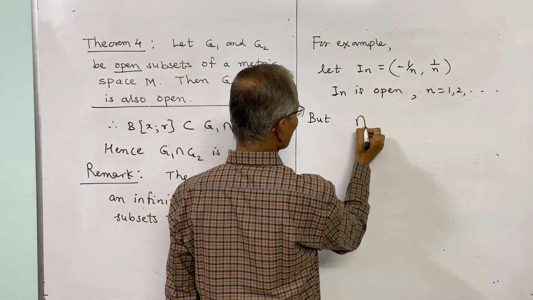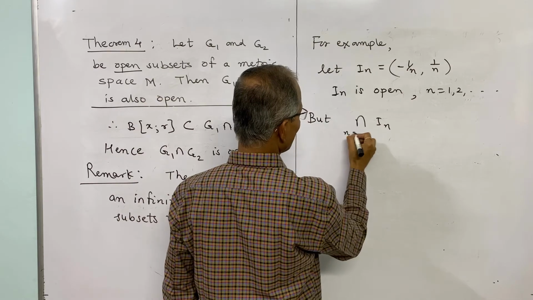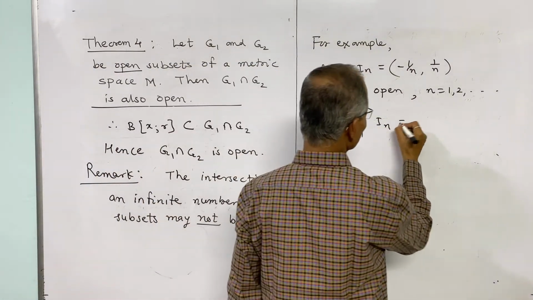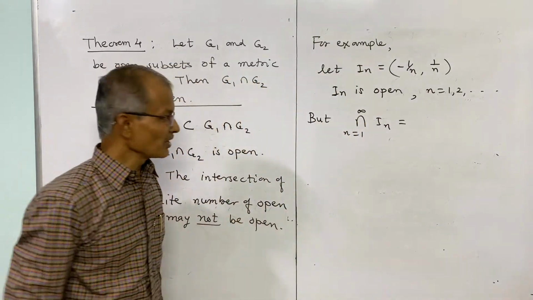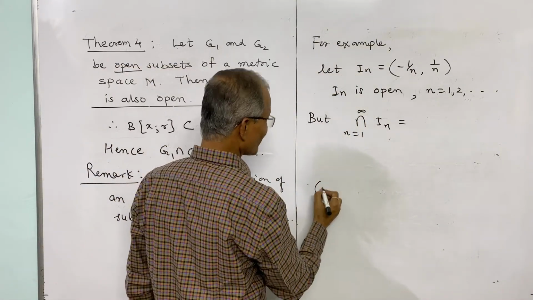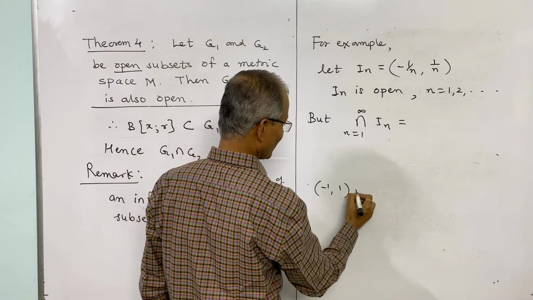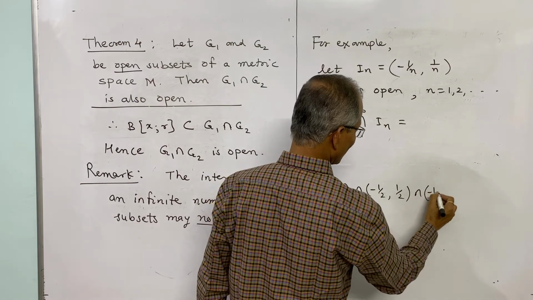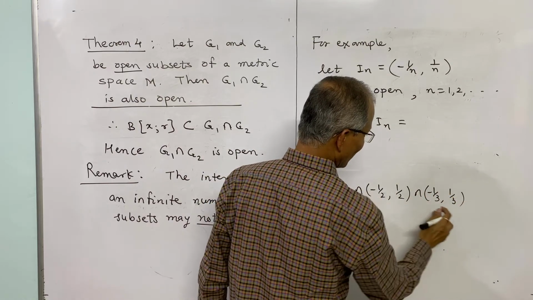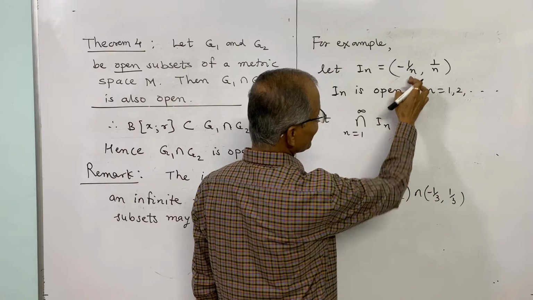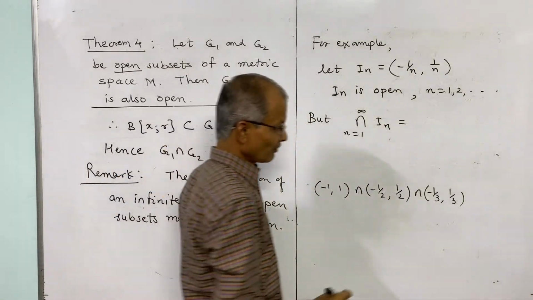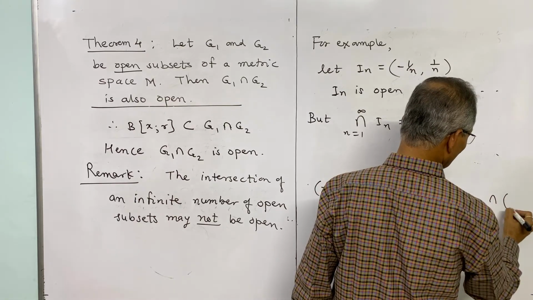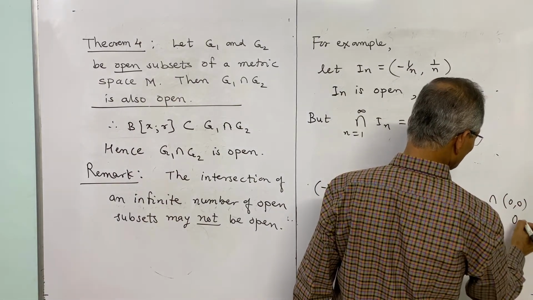what is the intersection of In as n takes values 1 to infinity? We are taking an infinite intersection. Now can you guess this? What will this be? See, I1 will be minus 1, 1. Intersection I2 is minus half, half. And intersection minus 1/3, 1/3. Now as n increases, 1 by n tends to 0. And therefore this will be the interval with 0 and 0, and that is 0, a single point.